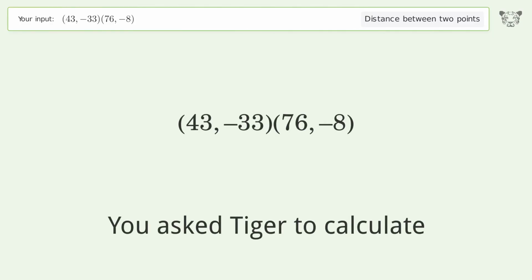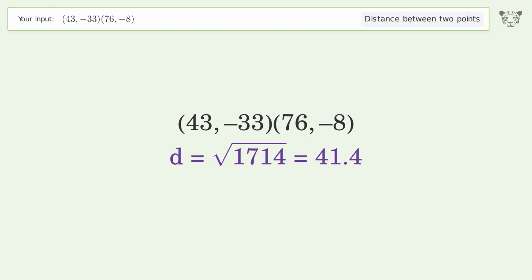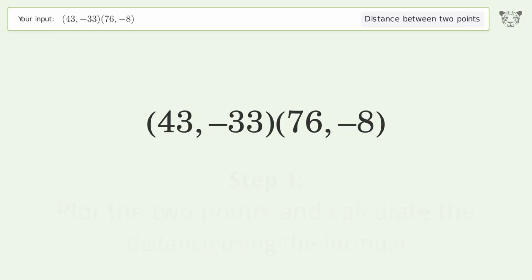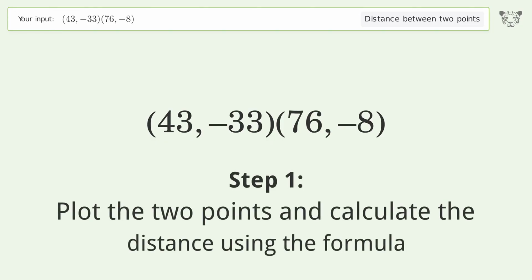You ask Tiger to calculate. This deals with the distance between 2 points. The distance between the 2 points is the square root of 1714 or 41.4. Let's solve it step by step. Plot the 2 points and calculate the distance using the formula.